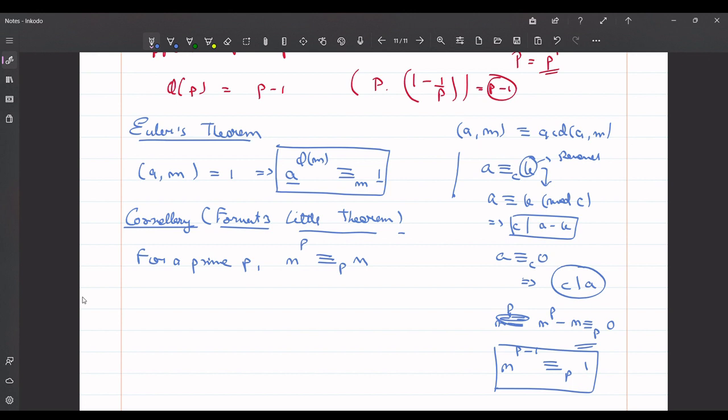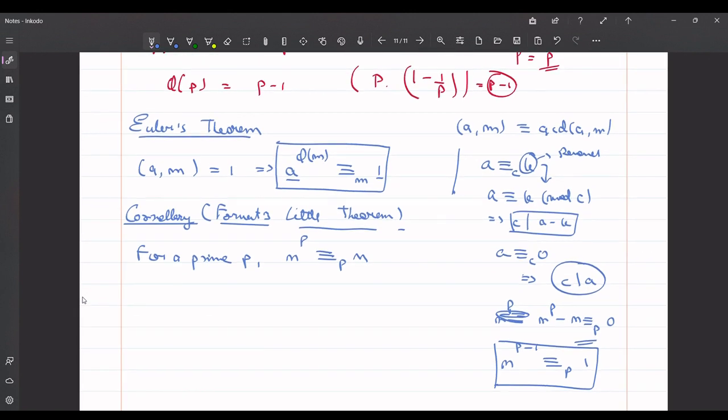But here n needs to be not divisible by p. If n is divisible by p, then the theorem fails because the left hand side becomes 0 and the right hand side you have 1. Right? What I'm trying to say, is it clear? Okay.